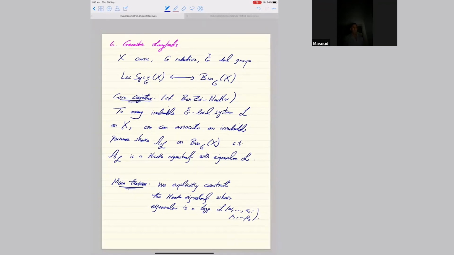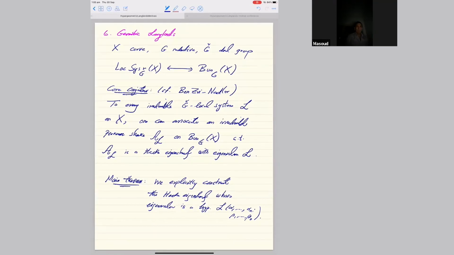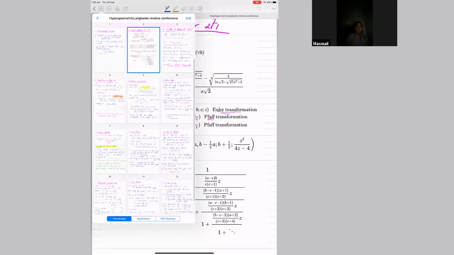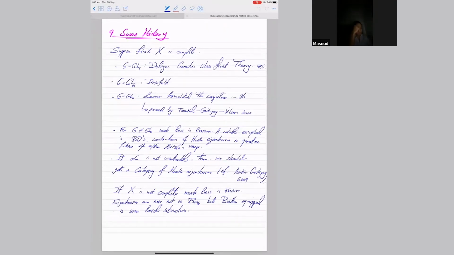Okay, now I have a slide that just tells you a bit of history to put this in context, but I don't want to write it in the interest of time. So let me just show you this. So suppose first X is complete. Then the story of geometric Langlands goes back to Deligne, who gave a beautiful proof of geometric class field theory, the unramified geometric class field theory, in the 70s.